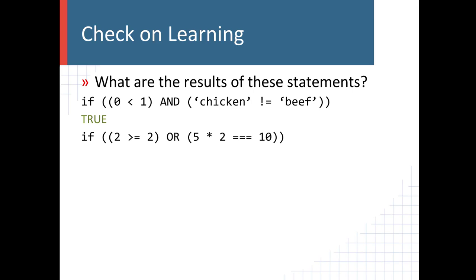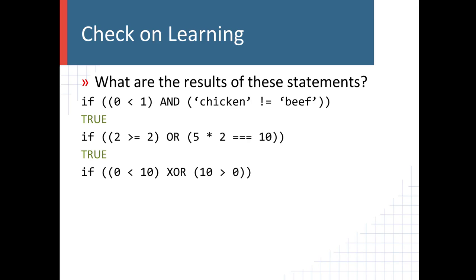So let's look at this statement. Is 5 times 2 the same value and type as 10? Is 2 greater than or equal to 2? This whole statement renders as true. Even though they are both true, at least one of them is true, and that's all that matters.